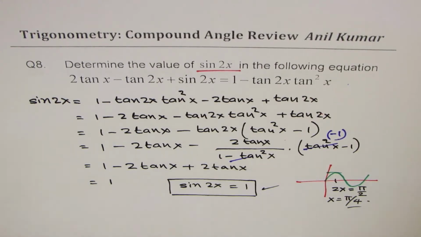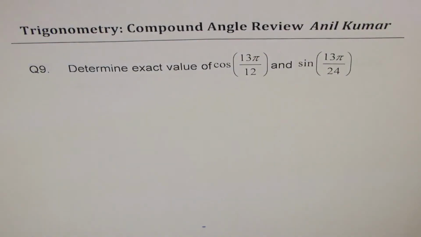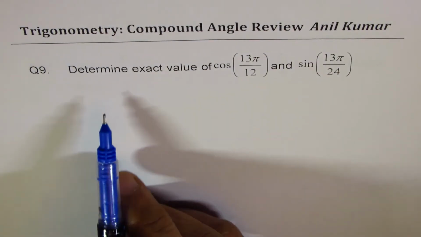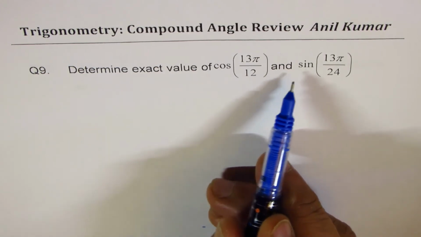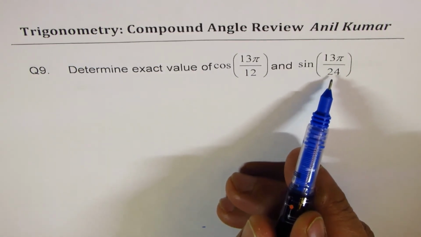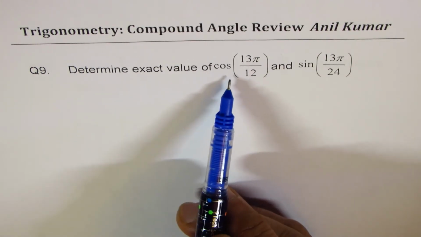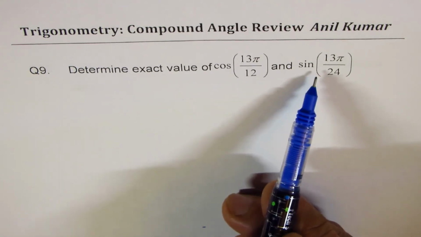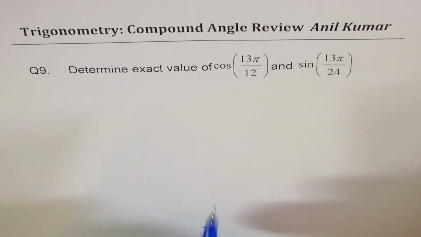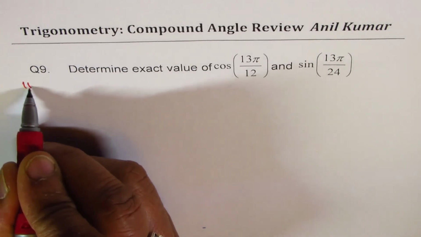Okay, let's move on to question number 9. Question number 9. Determine exact value of cos 13 pi by 12 and sine 13 pi by 24. So I changed this question a bit. So we'll take up double angle formula and half angle formula both together. So we'll extensively use half angle formula. Let me write down the formulas here.